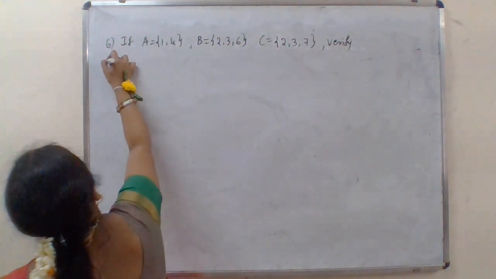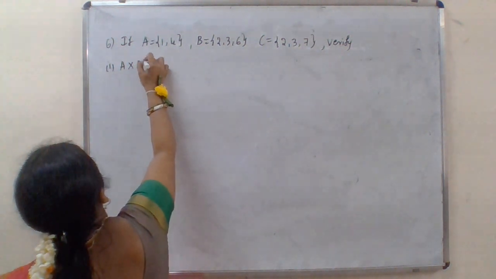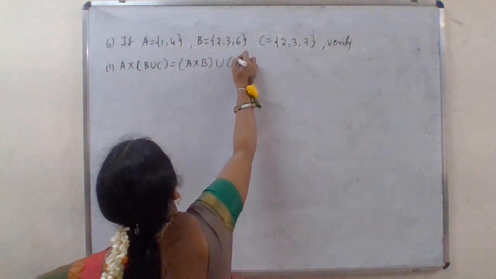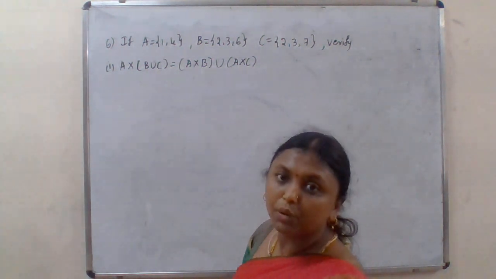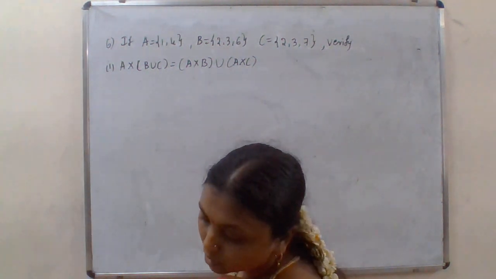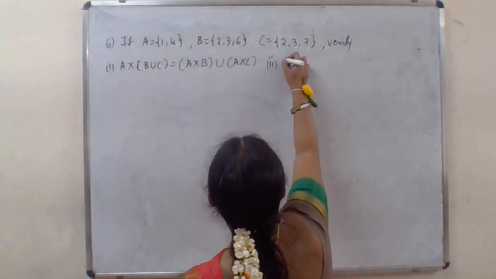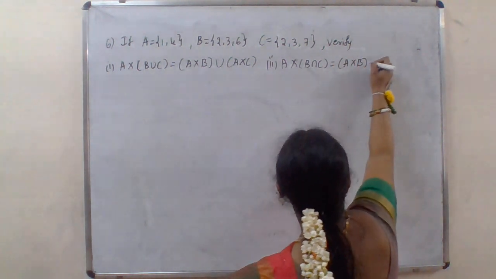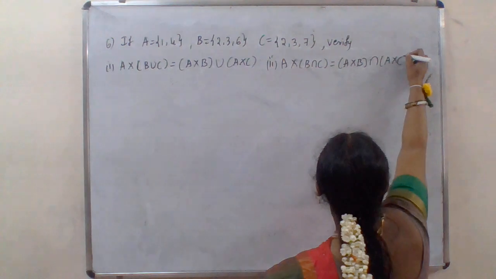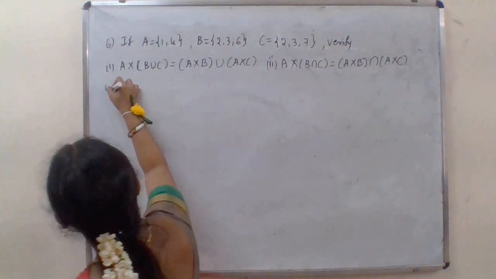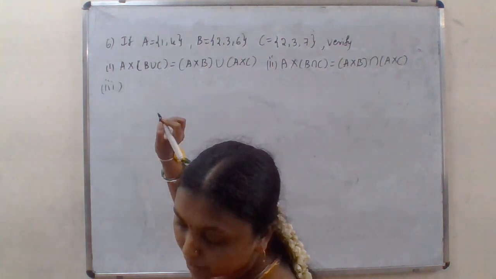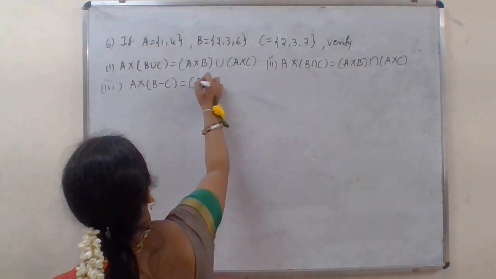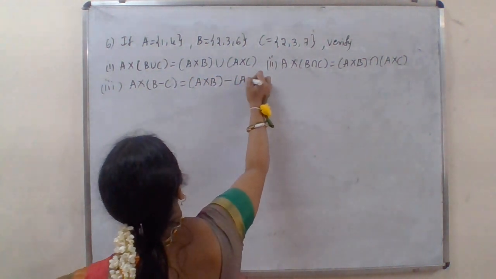First question: A × (B ∪ C) is equal to (A × B) ∪ (A × C). Next, second question: A × (B ∩ C) is equal to (A × B) ∩ (A × C). Third one: A × (B − C) is equal to (A × B) − (A × C).